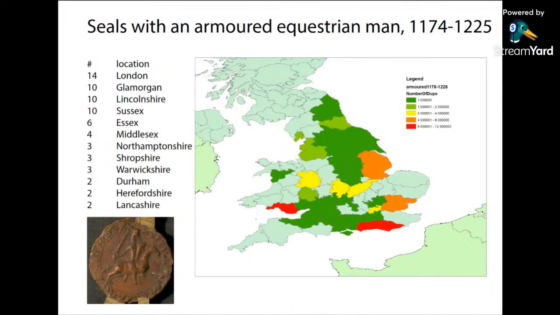Another thing you might do is you might take your data and explore its geographical patterns. You might say, where do seals with certain kinds of images turn up, to see if you can discern patterns. I'm just showing you a map here that I created a number of years ago that was exploring where we had examples of seals depicting an armored man on horseback.